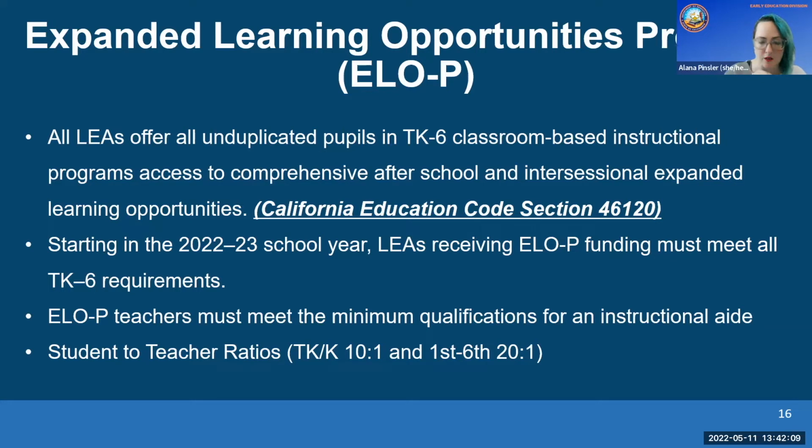TK is included in the requirement because TK is operated as a program within kindergarten. It's considered the first year of a 2-year kindergarten program. The average daily attendance generated by TK students is included in ELOP entitlement calculation, so LEAs are receiving funding for their TK unduplicated students.